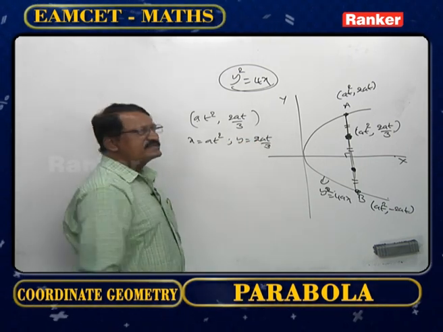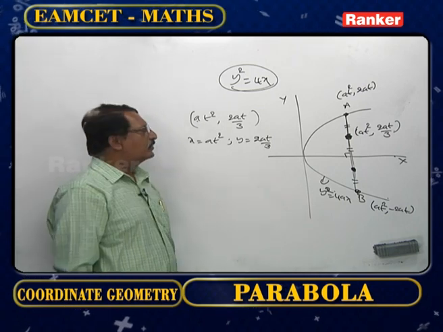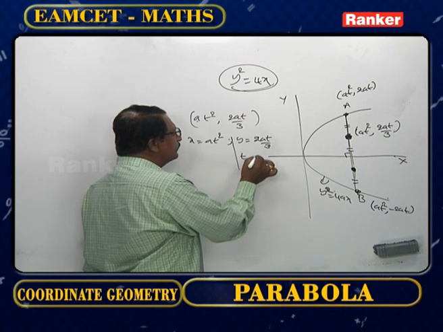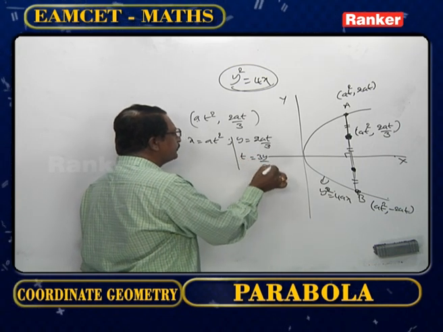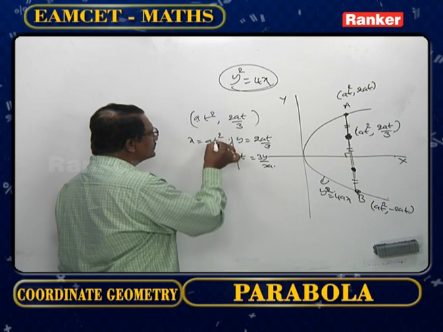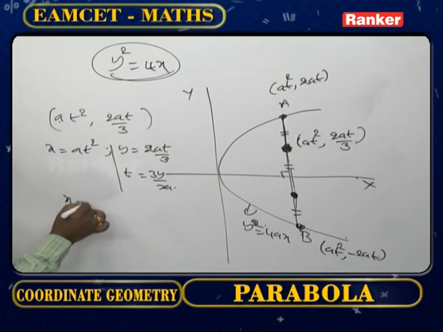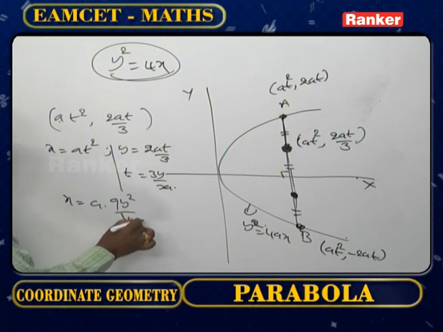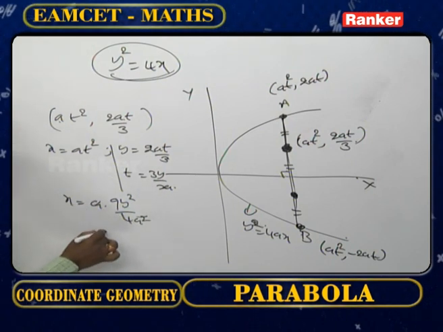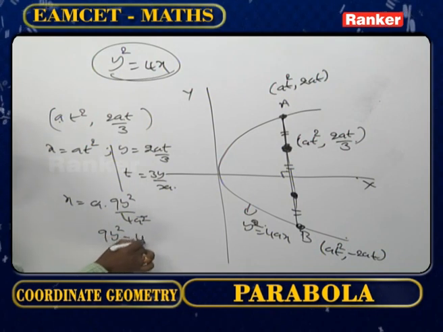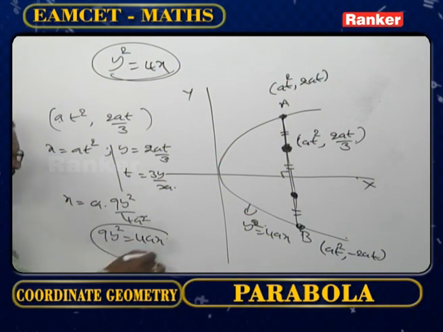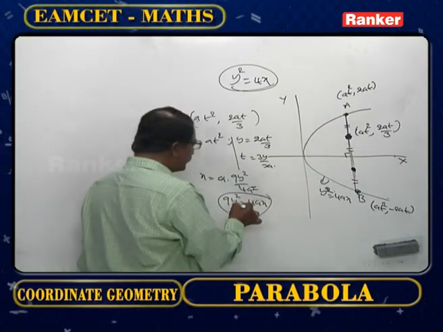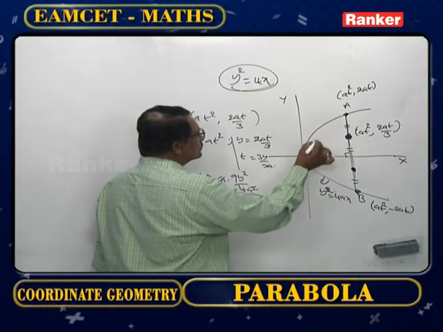From these two equations eliminate t, and we get the required locus. Now, from the second equation, the value of t equals to 3y by 2a. Now, substitute that value in the first equation, x equals to a into 9y square by 4a square. One a cancels. Now, 9y square equals to 4ax is the locus of the trisection point. Now, it is also a parabola, its vertex is also the same.